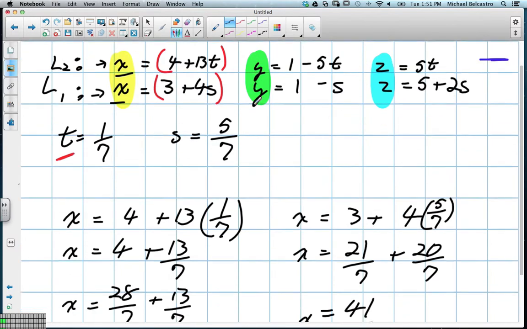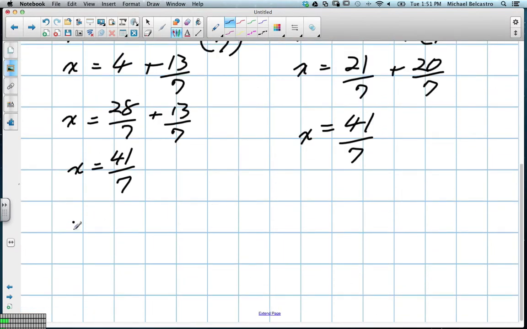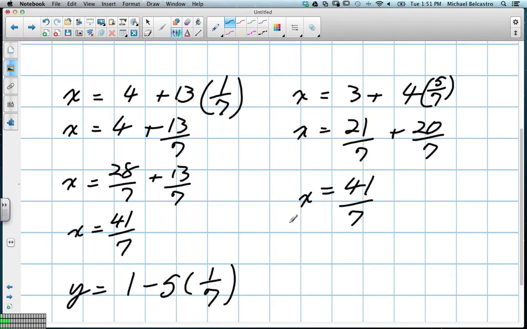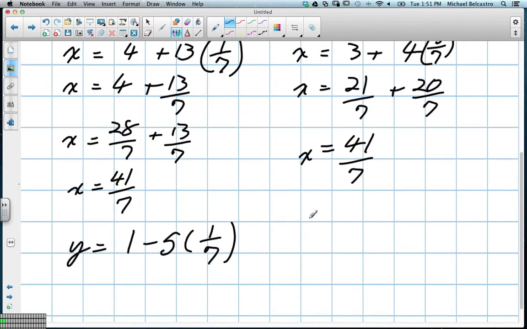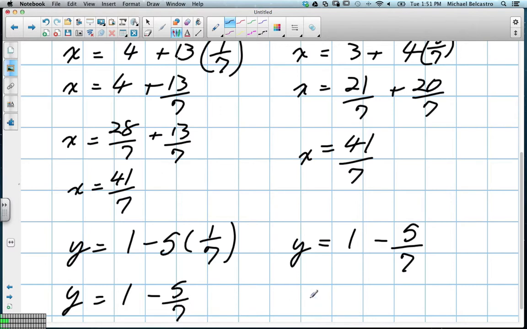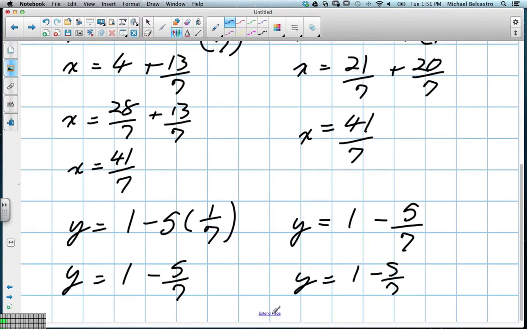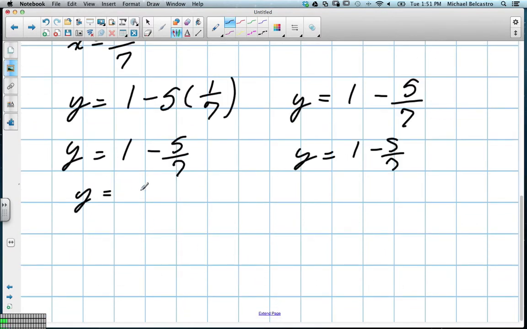So our y's, 1 minus 5t. T was a seventh, we said. And the other one being 1 minus s, which was 5 over 7. We'll test this out. Yeah, that's going to work. It's going to be 1 minus 5 over 7. We don't even have to finish it. We know those are identical. So both of our y's are going to be it. Now, if they want the actual coordinate, we'll obviously have to finish it, which would give us 2 over 7. Okay. So y is 2 over 7.